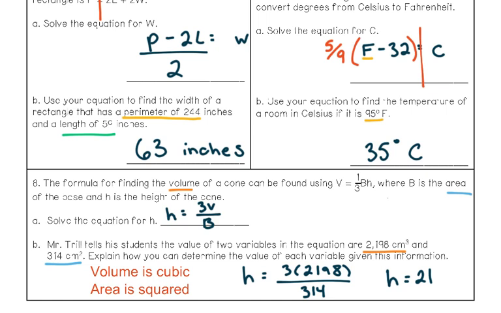So that's going to be the 2,198 because it's centimeters cubed. Area is squared. So area of the base would be 314. That's how I knew to plug those numbers in to those V and B spots. When you do that, you end up with the height of 21 for this cone.